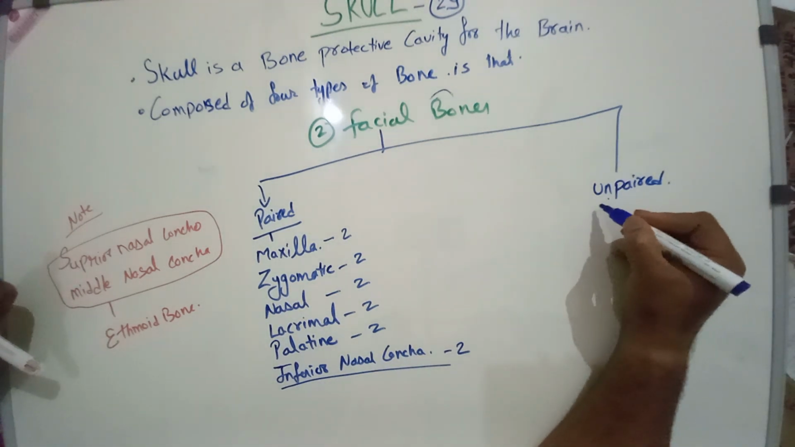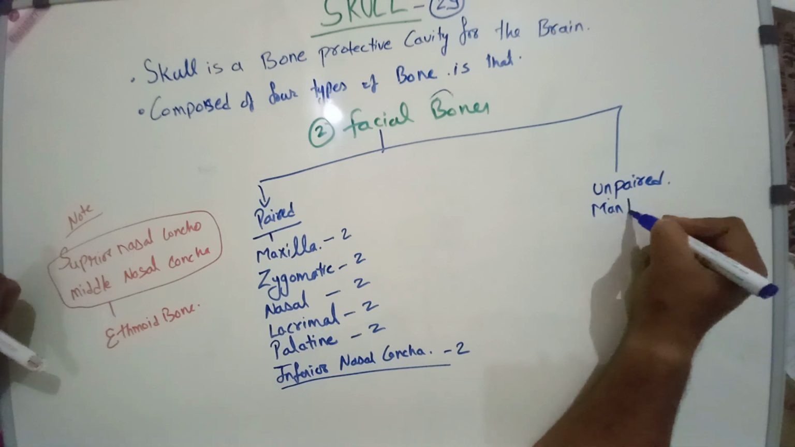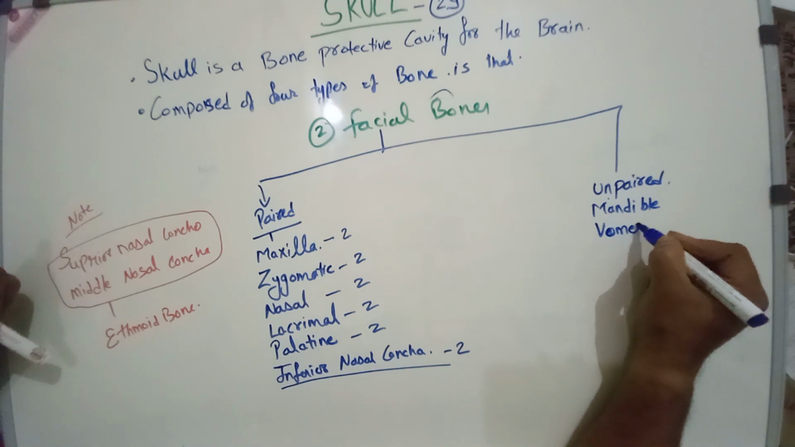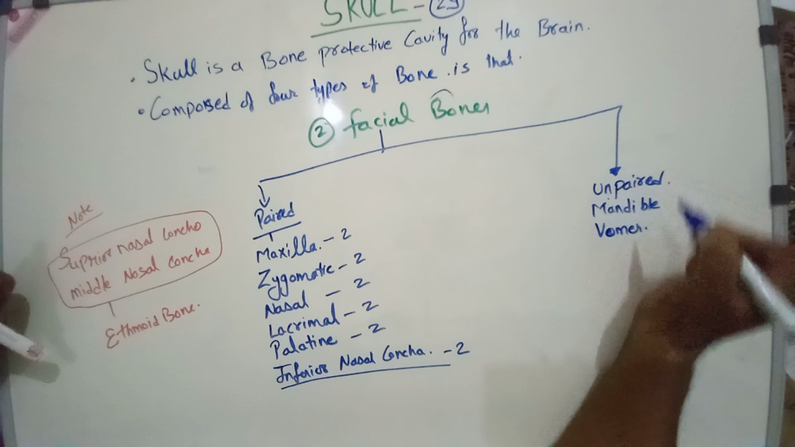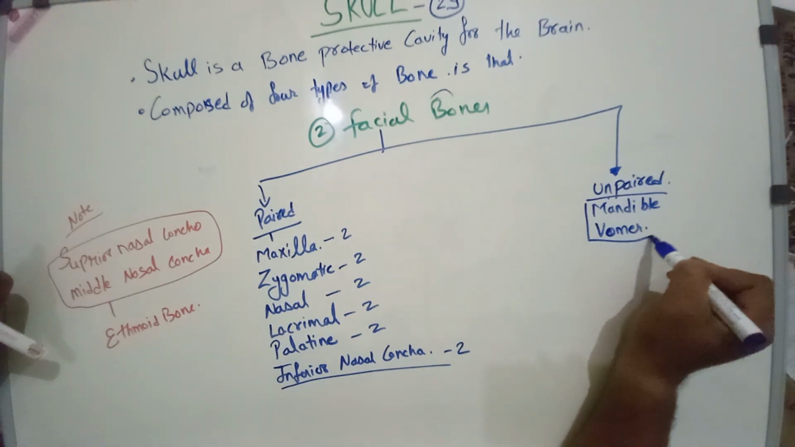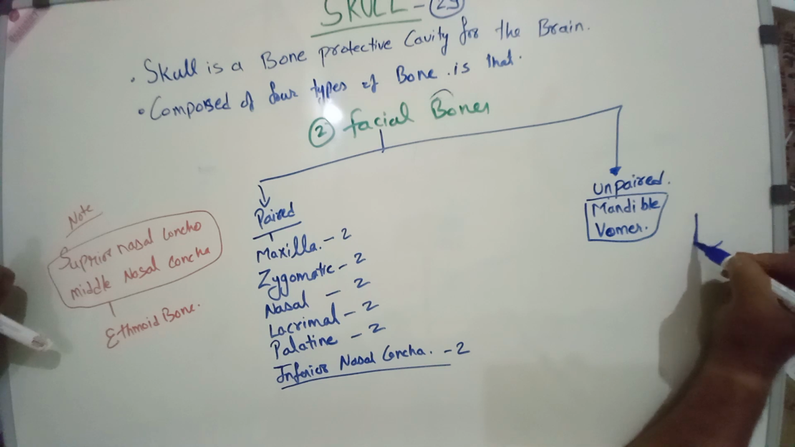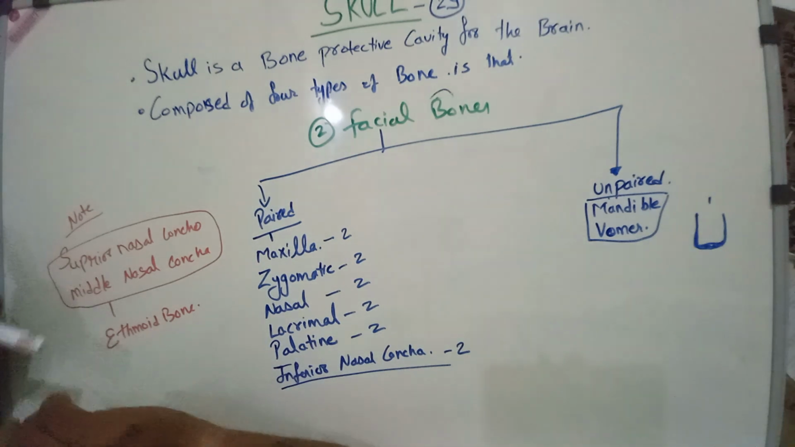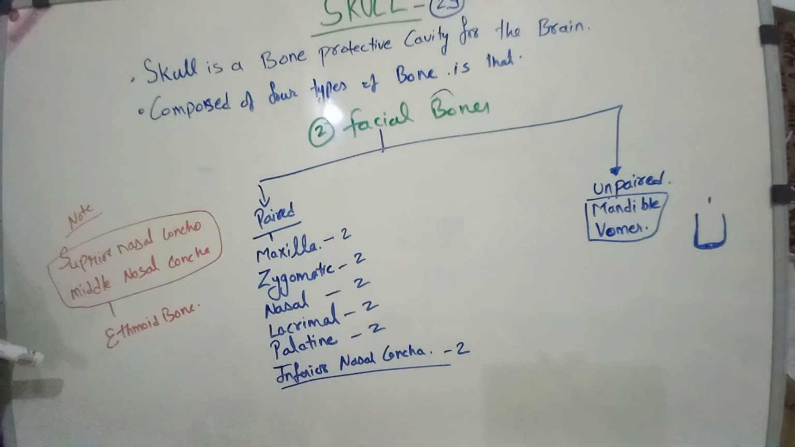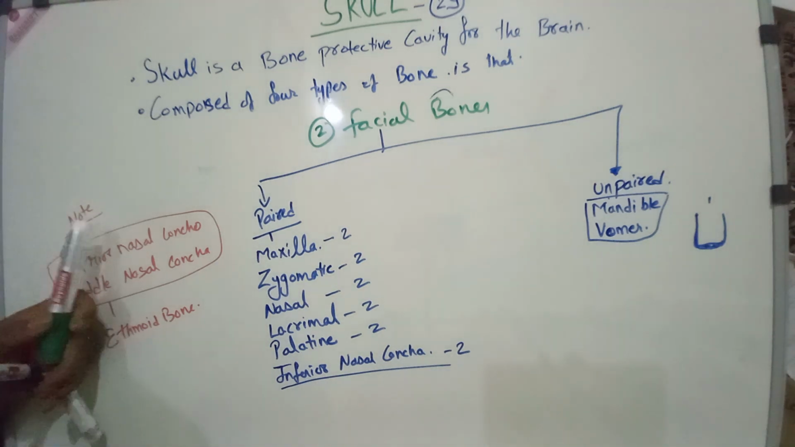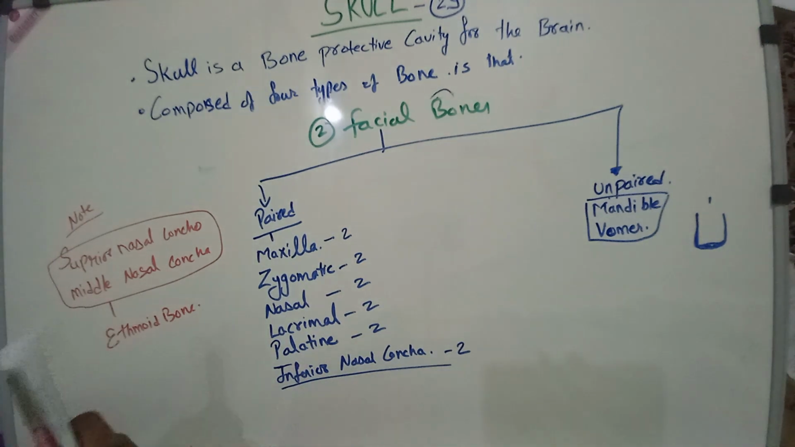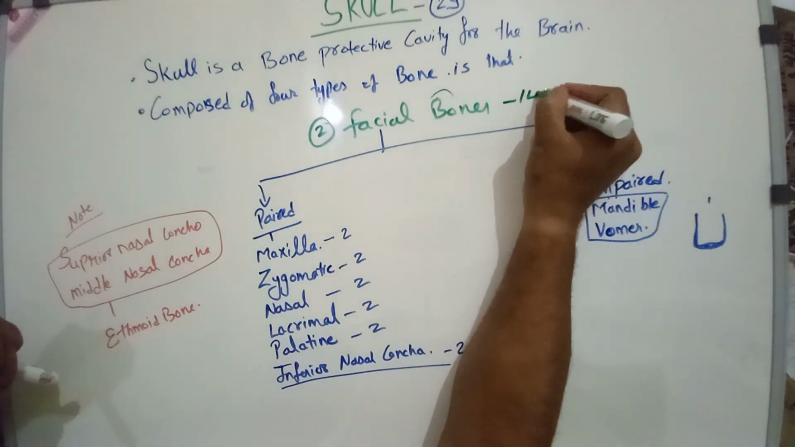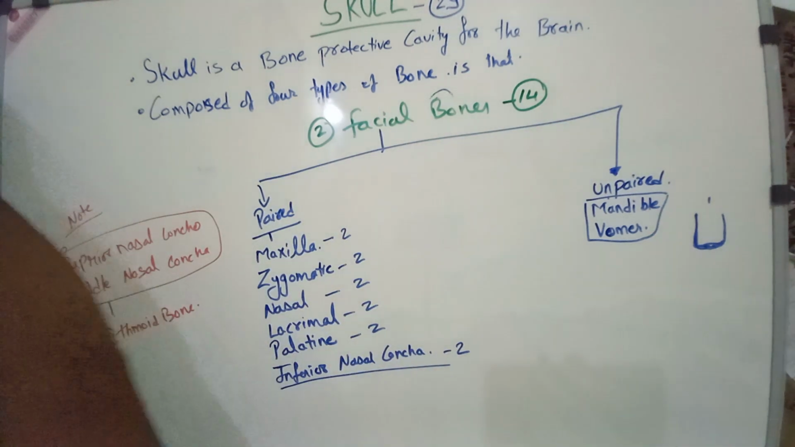And what about the unpaired bone? Unpaired bones are mandible and vomer. You know the structure of the mandible, like this, and vomer is there. Okay, so let's revise this. Skull bones are how many bones? 29 bones. How will we differentiate? First one is cranial bone. Cranial bone is 8 and facial bone is 14 in number. Now we will talk about the third one.